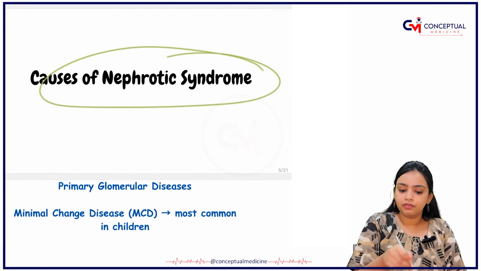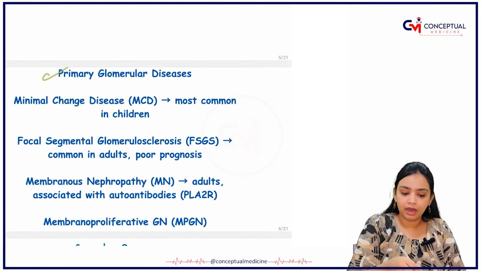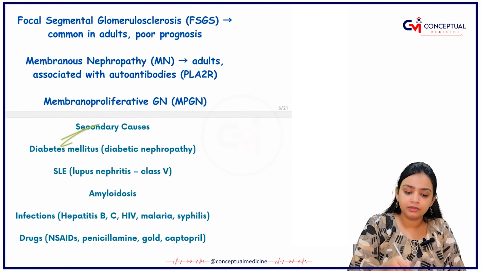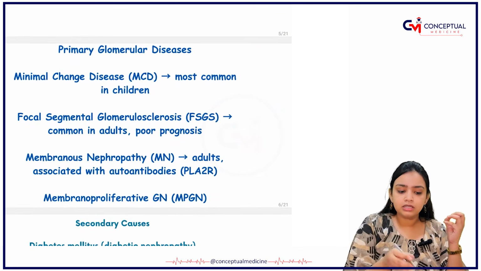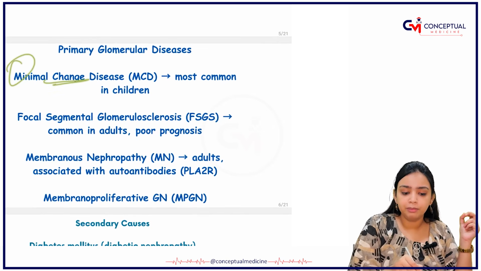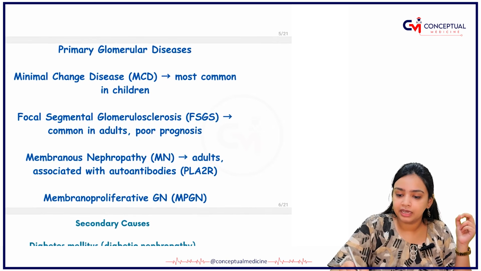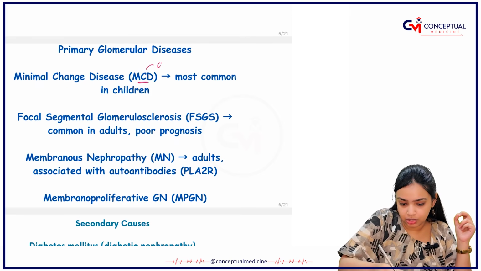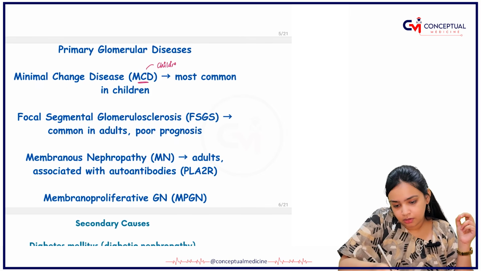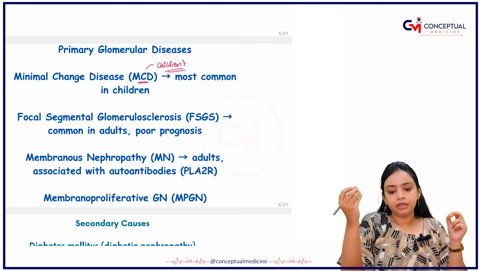What are the causes of nephrotic syndrome? The first cause you have are the primary causes, and then you have the secondary causes. Main focus of yours should be on the primary ones. In the primary ones, the first thing that you have is minimal change disease, MCD, and remember C for C. It is most common in children.